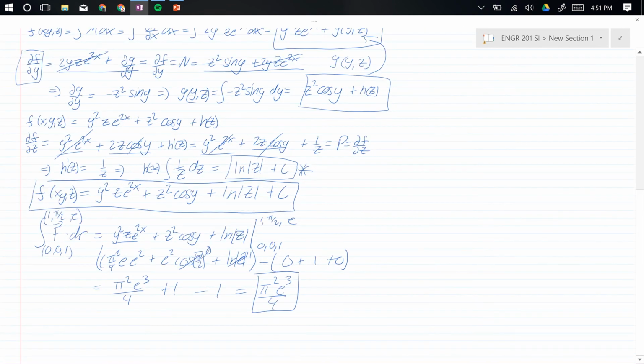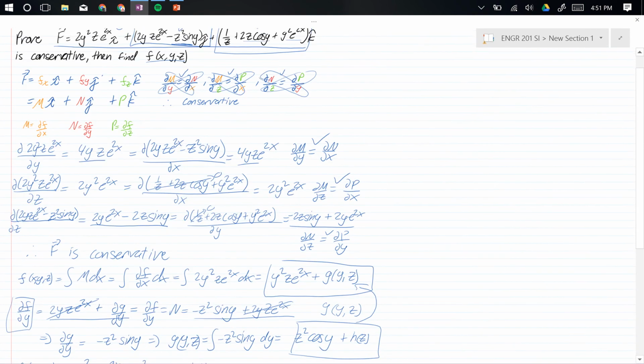Okay. So the main takeaway from this is how to get conservative forces. You have to match up all the different partial pairings with each other. So whenever you're matching up with n, you have to make sure you do the partial of n with respect to x equal to the partial of m with respect to y. And the same goes for the different pairings of p and m and p and n.